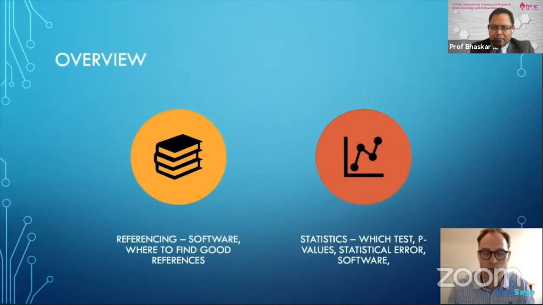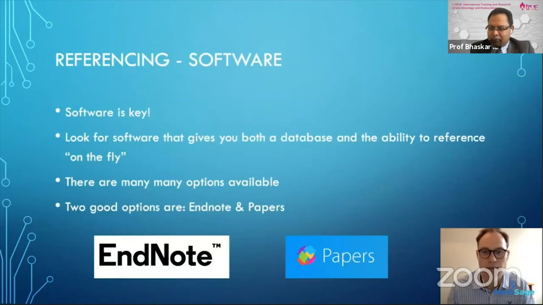So I'll quickly go through the referencing side of things before spending a bit more time on the statistics, as it's a bit more complex. So for referencing, having good reference management software is key. There are multiple different options, but look for software that gives you a database and enables you to cite whilst you write. The database will allow you to build a bank of references that you can cite in multiple papers over and over again. Two good options are EndNote and Papers.